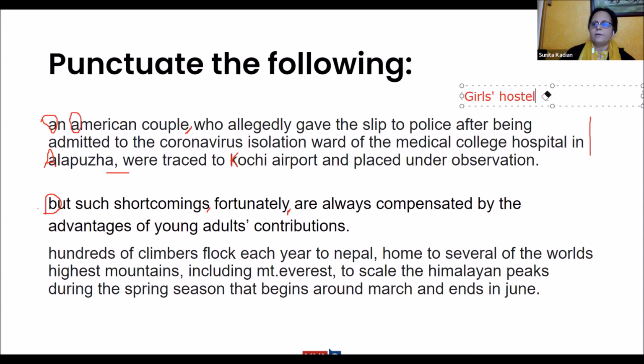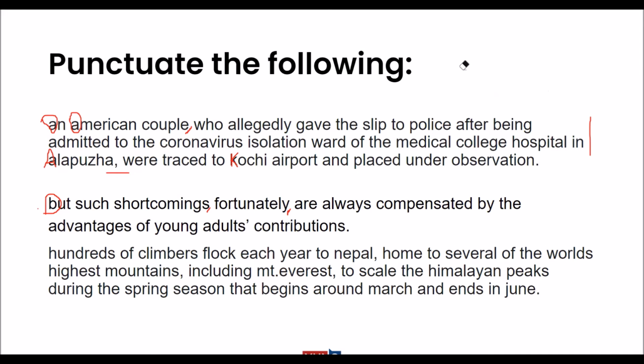Rest is fine. Does anyone else see any mistake over here? It should be contributions. Why? Maybe they've got more contributions. But adults is already plural. So adults' contributions. We are not talking about one contribution of all adults, right? Like the advantages of the contributions of young adults. We can rephrase it like that also. Okay, Ritika, let's continue with you. The next sentence.